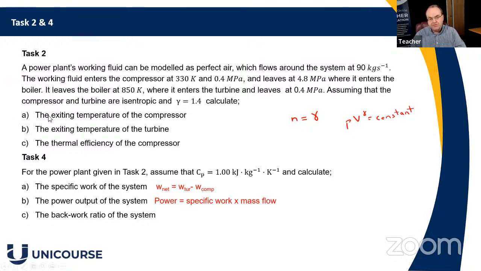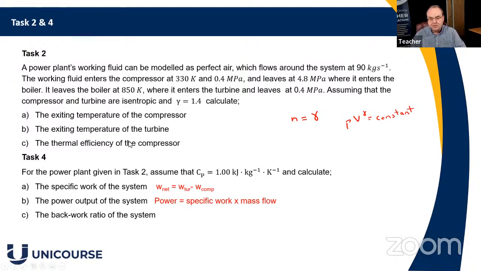So what you've got to do is determine the exit temperature from the compressor, the exit temperature from the turbine, and the thermal efficiency of the compressor. Now, there's an example of this in the notes, so be careful that I don't say and do too much. Otherwise, I'll be answering the question for you. We'll come back to task 4 in a minute.